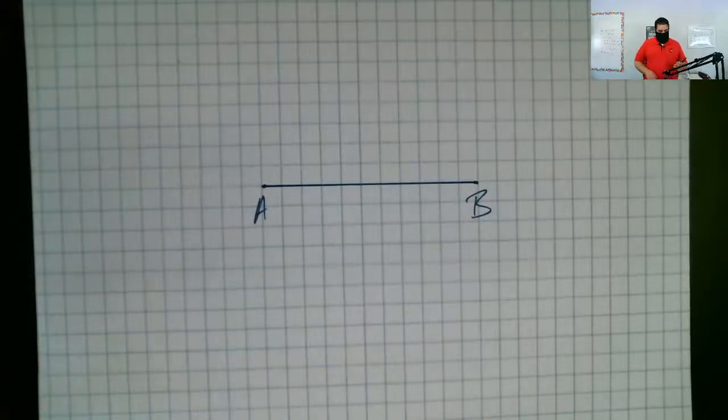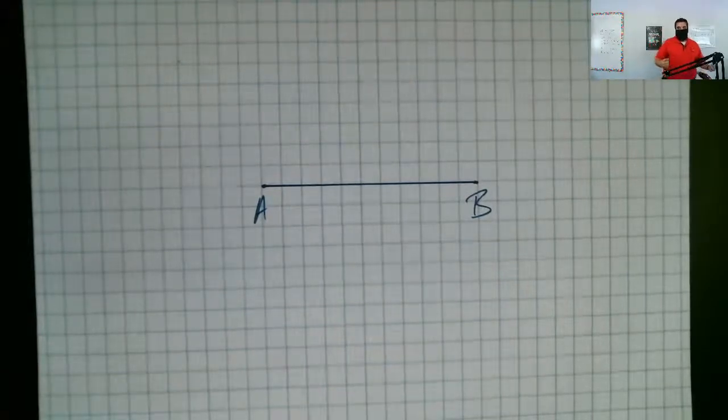So we're given line AB. Required is to construct the perpendicular bisector of AB. The construction has the following steps. First of all, with A as center and a radius greater than half AB, draw arcs above and below AB. You're going to have to get used to this kind of language because this is how all our constructions are going to be written.